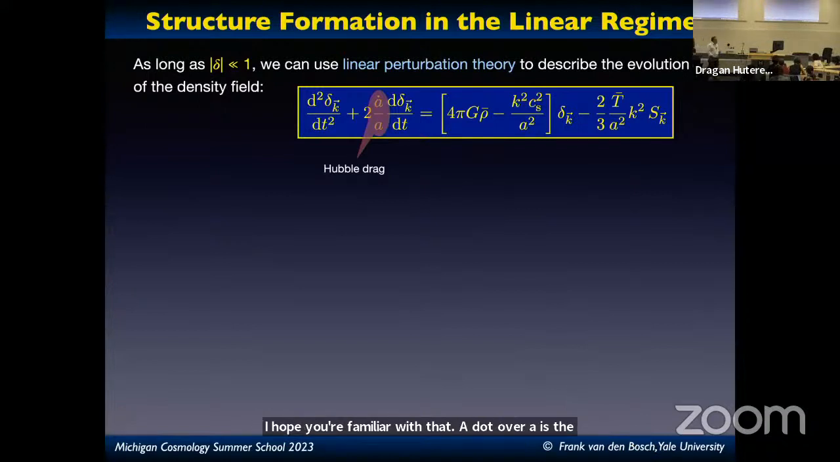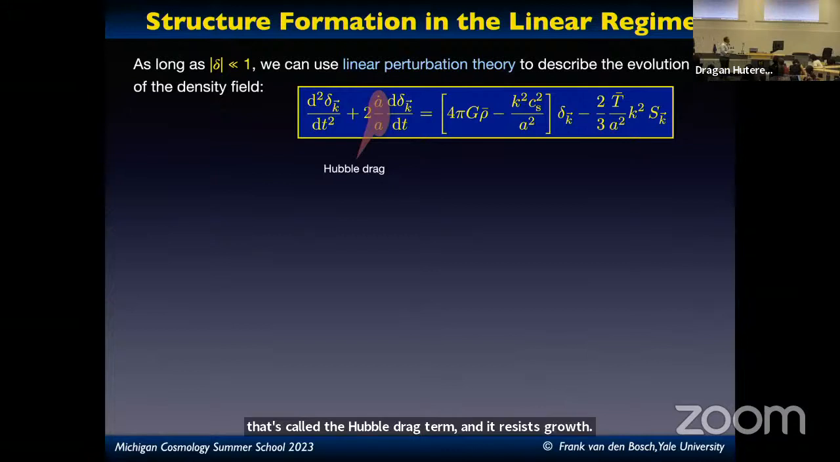This is called the Hubble drag term, because you have a perturbation, an overdensity. That overdensity wants to pull matter towards itself and become more overdense. But at the same time, the universe is expanding, and that goes in the opposite direction to growth. So that's called the Hubble drag term, and it resists growth.